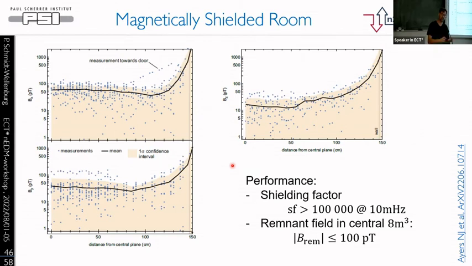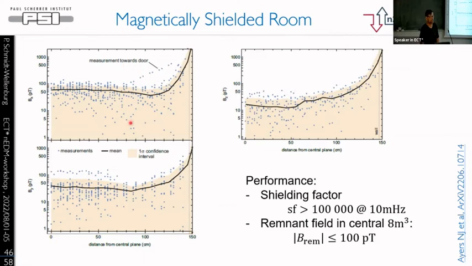Next thing after shielding factor is the remnant field. So the field you have inside when you measure the field magnitude. And here what we have seen is that we are typically within a 90% confidence level below 100 picotesla for all points. The scale here is from the center to the surface of the mu metal. And so the experiment will be in the central 1 meter here. And in this range, it's everywhere good except towards the door.